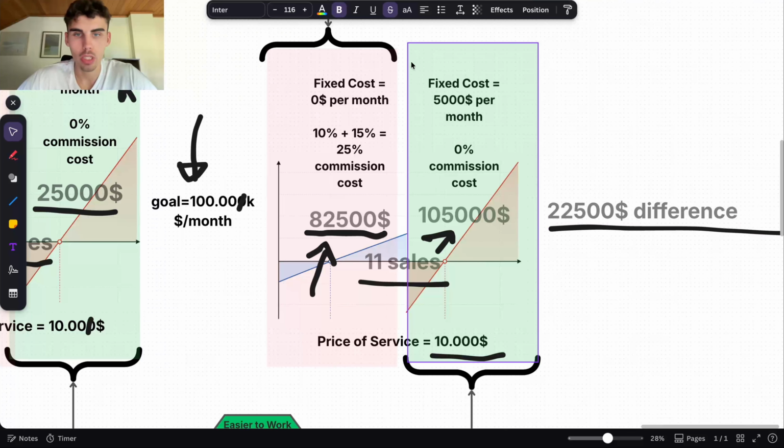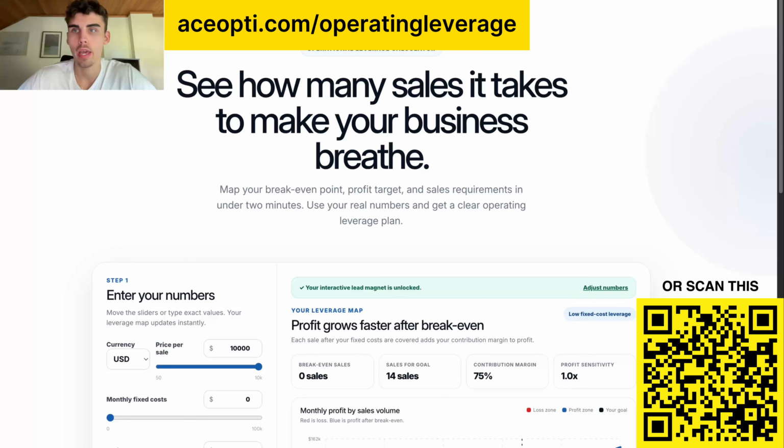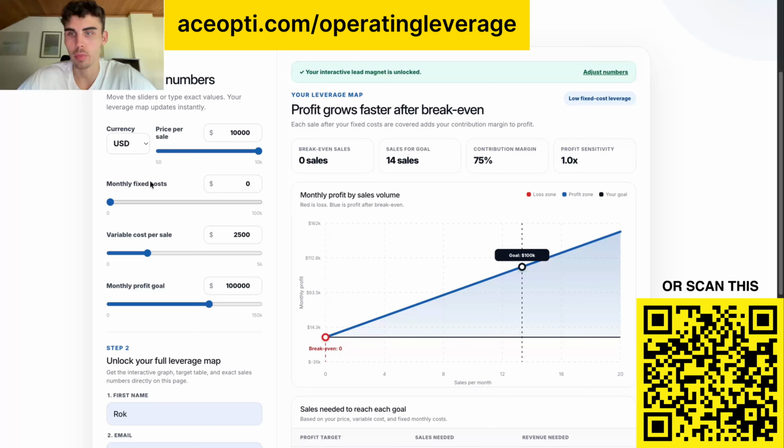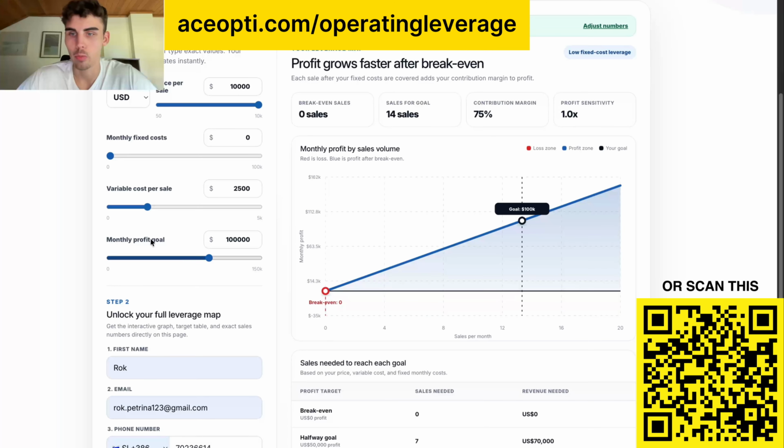So now this shows how everything connects to our goal. And by the way, if you want to try this for yourself, make these graphs for yourself, you can just go to aceopti.com/operating leverage. And you can see right here, you're just going to enter what your price is, what your monthly fixed costs are, variable cost, so 2,500, which would be 25%. Then what your goal is for your profit, and that's going to be 0 sales. It's going to take 14 sales to get to your goal.